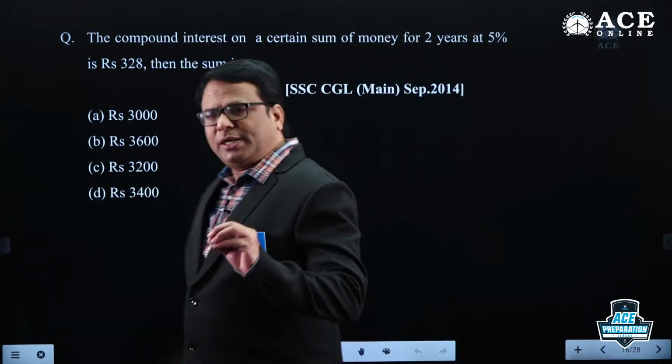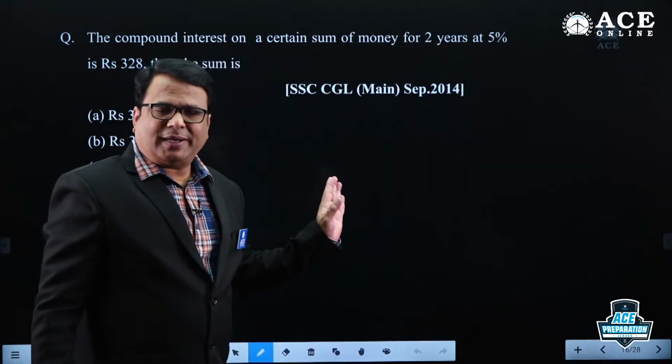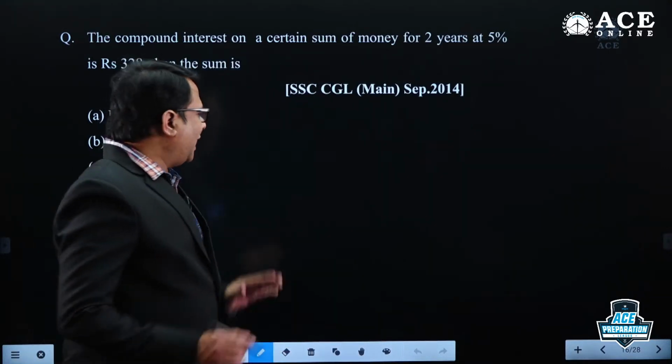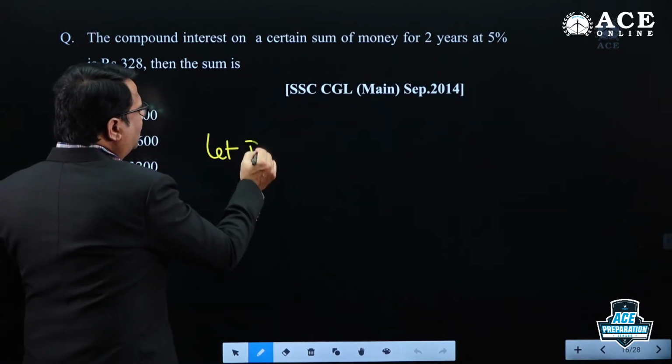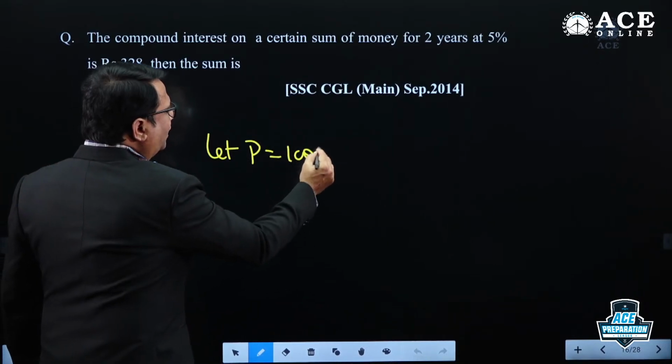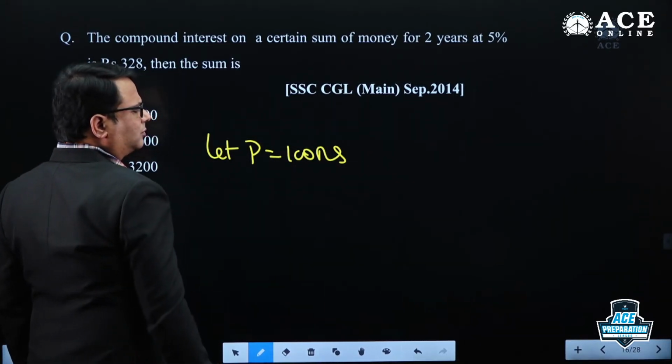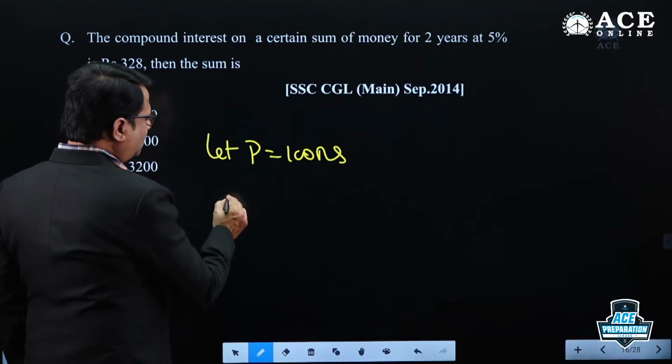Now, I follow the previous method that I explained. I assume the principal as 100 rupees. Let principal equal 100 rupees. Then what is the compound interest for 2 years?